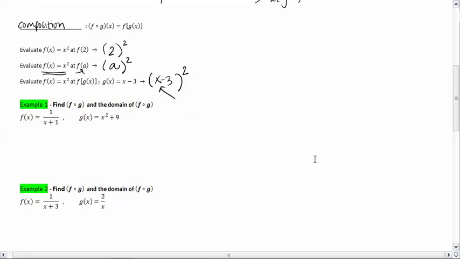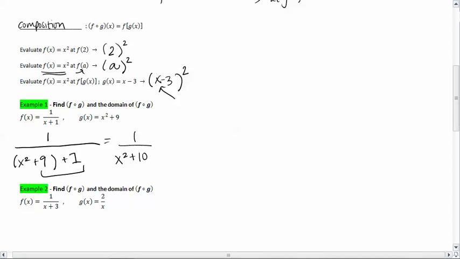Let's do another example. Find f of g and the domain of f of g. We're given f is equal to 1 over x plus 1, and g is equal to x squared plus 9. Again, we write 1 over, and instead of that x, let's make sure we're just writing these parentheses, plus 1. The function we're evaluating it at is x squared plus 9, so we'll fill that in where we had our variable before, and we can actually simplify this. We have x squared plus 9 plus 1 is equal to 1 over x squared plus 10.